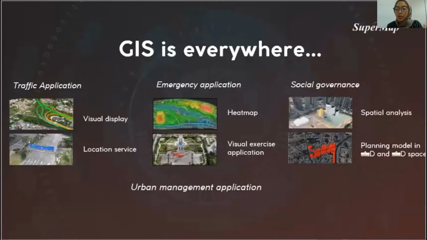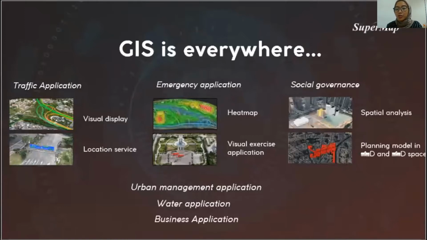And we can also do disaster mitigation planning by providing a visual exercise application. And the last thing is social governance. For the government, urban planning is not a simple thing. It requires various kinds of knowledge that are collaborated with each other. With the presence of GIS, we can utilize spatial data from various sources, analyze in 2D and 3D, until finally getting conclusions that can be applied in urban planning.